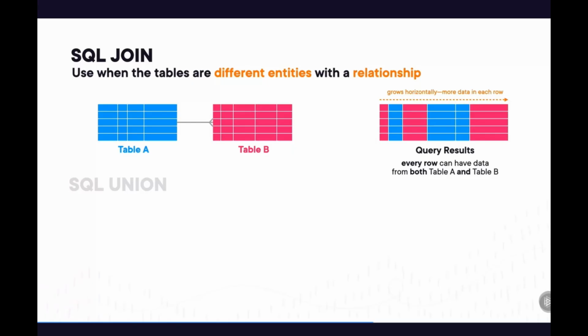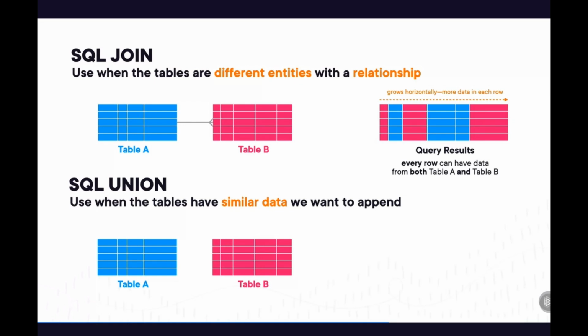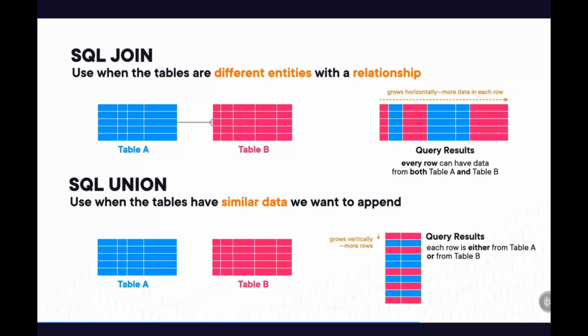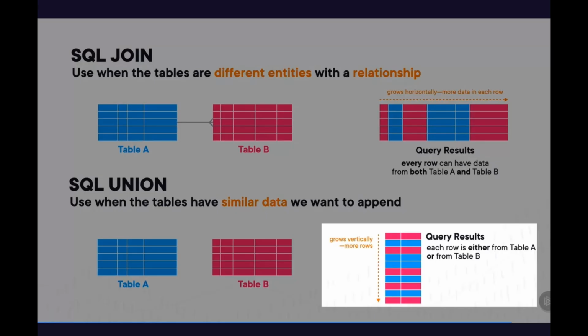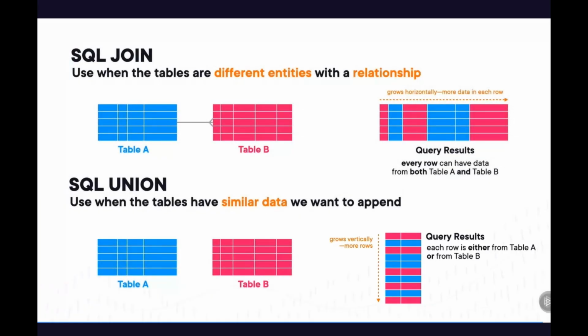But a union is not about relationships. Union is more useful when the tables have similar data. You want a bunch of rows in table A and a bunch of rows in table B, and it's just convenient to throw all the results into the same bucket. So with a join, we're getting more data, and you get it horizontally, more columns, because every row could have information from both table A and table B. With a union, you get more data vertically, more rows, where every row is either from table A or it's from table B. That's the difference.